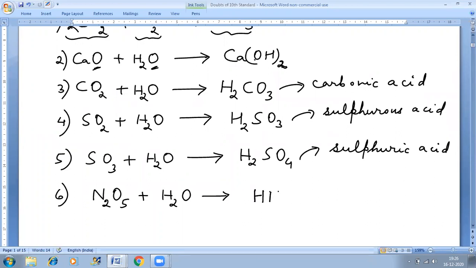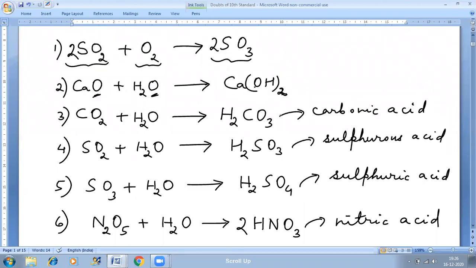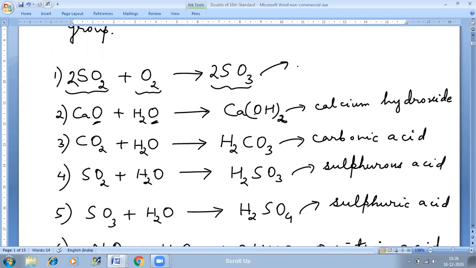N2O5 plus H2O gives HNO3. This is called nitric acid. I have to balance it, so now it's balanced. This is called calcium hydroxide. And this is called sulfur trioxide. These are very important reactions for board exams. You have to know the names as well, so I wrote the names.